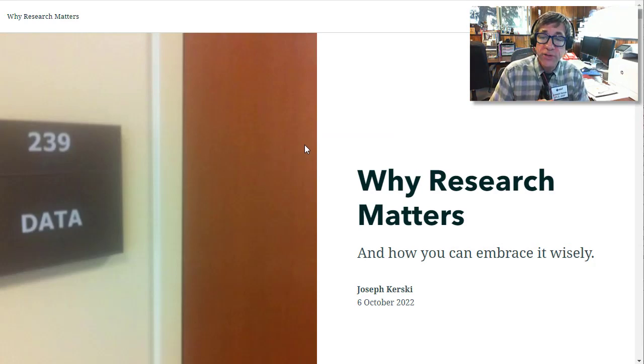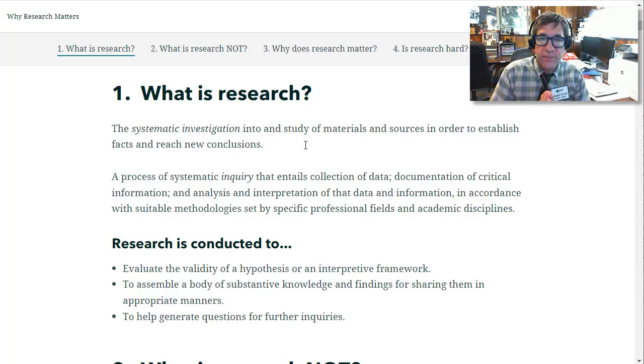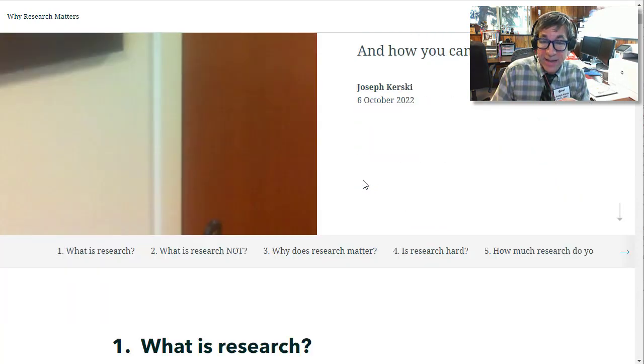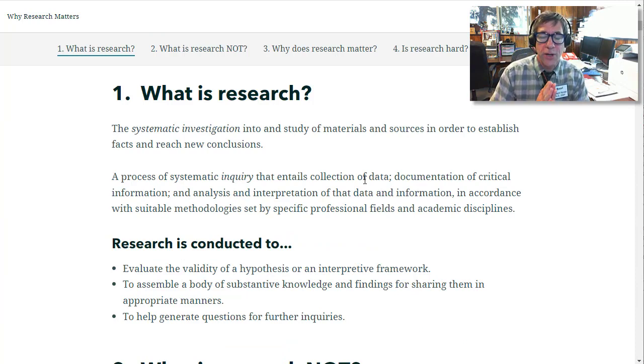Why research matters and how you can embrace it wisely. What is research? Take a look at this door, the data door. I found this at a university that I visited as part of my work, and I thought, gosh, what's behind that door? The data door. It's intriguing, and so it's providing, I hope, a useful introductory thing to think about. What's behind the research that you will uncover? And data is also fundamental to research, as we'll talk about.